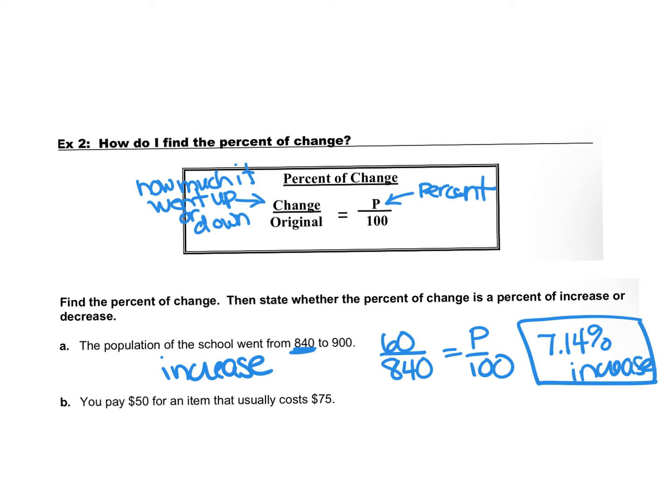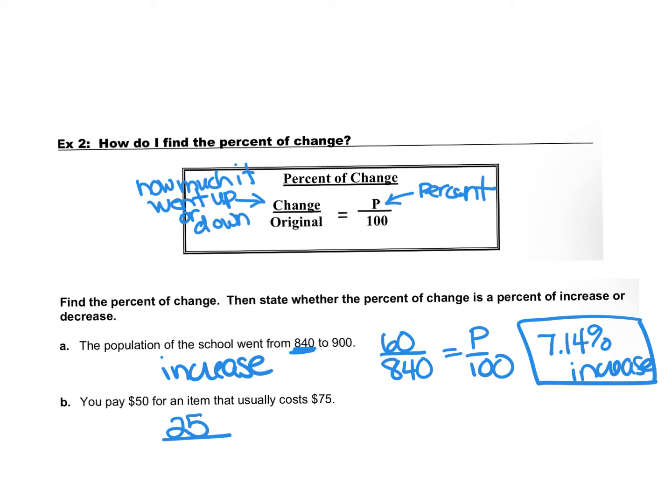All right, so for letter B, it says you pay $50 for an item that usually costs $75. So we have to find the change, so we're just going to take 75 minus 50, and we know that 25 would have been the change.